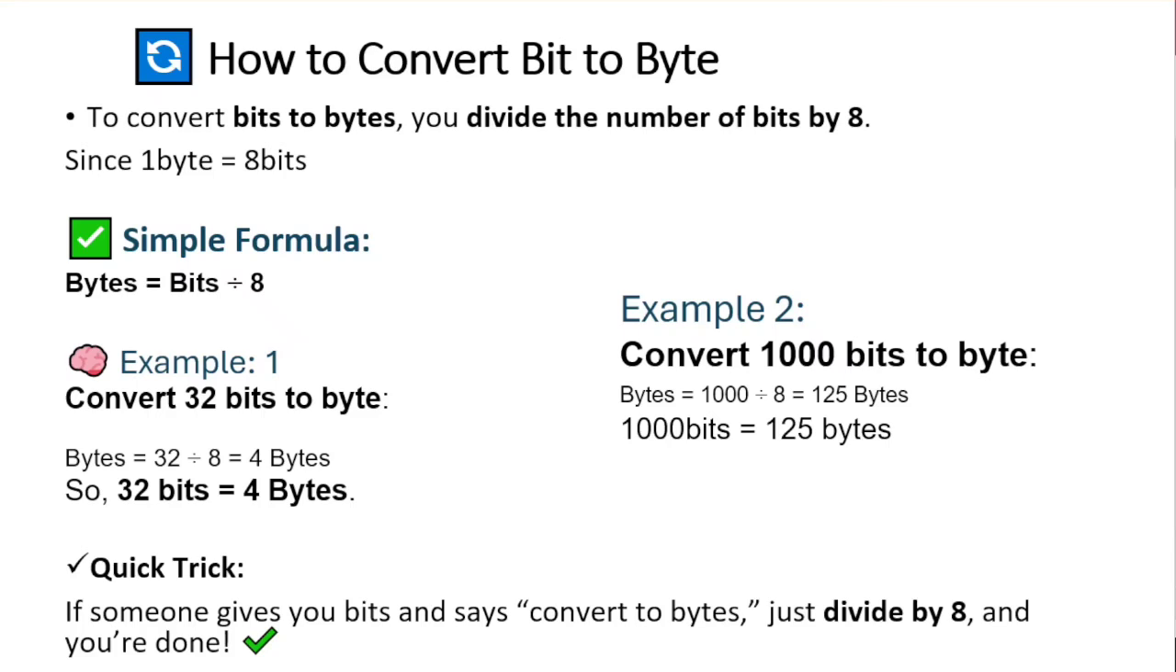Then example 2 here says convert 1000 bits to byte. What you are going to do here is just to divide it by 8. 1000 divided by 8 will give us 125 bytes. So 1000 bits is equal to 125 bytes. So always remember, when you are converting bit to byte, you are always dividing by 8. You divide the number of bits that you want to convert by 8.